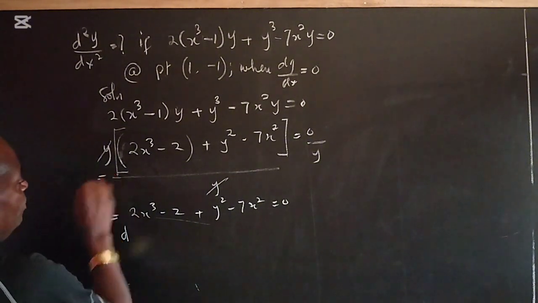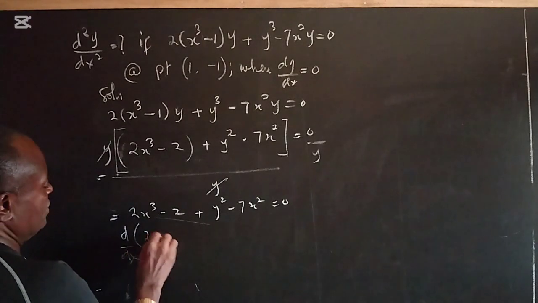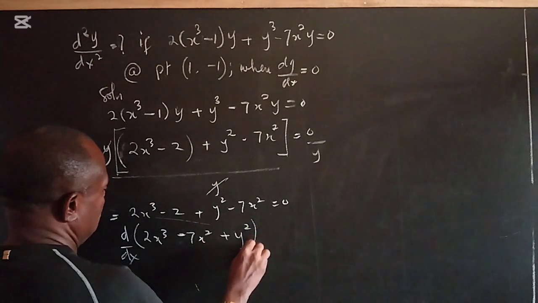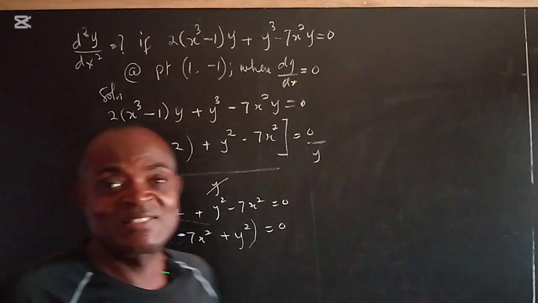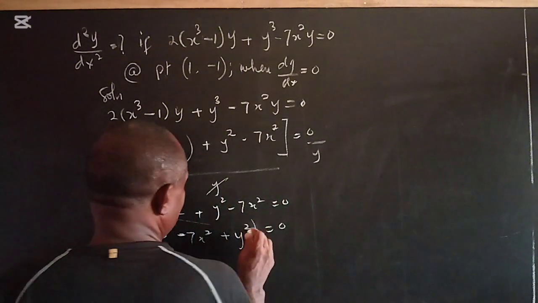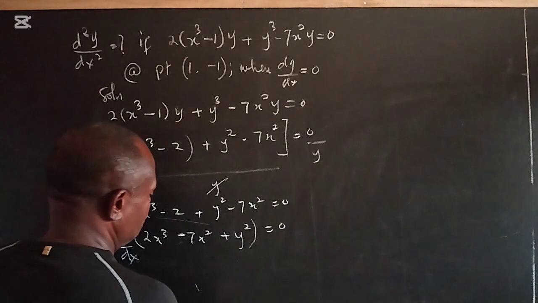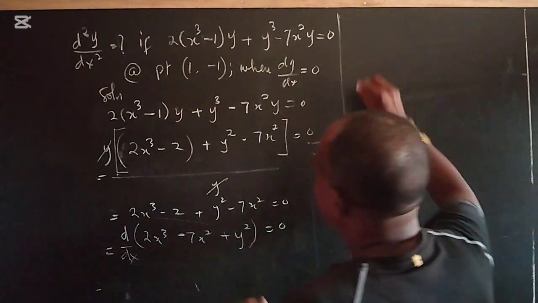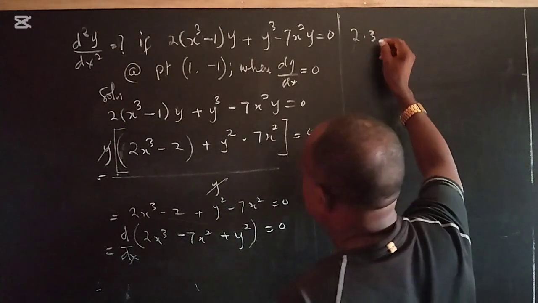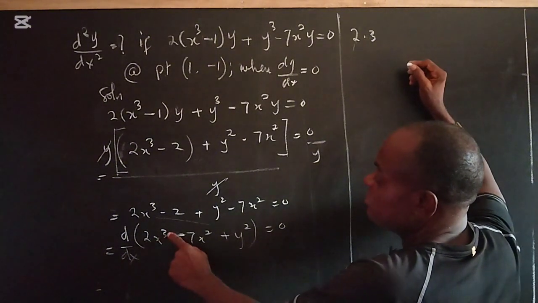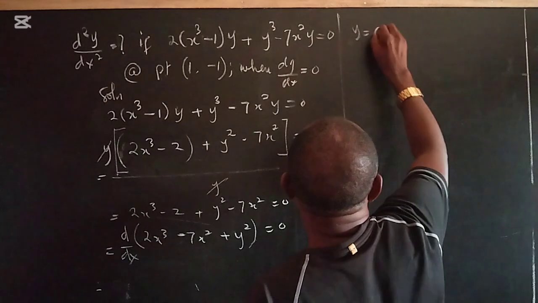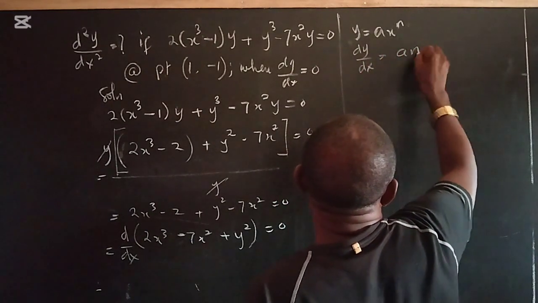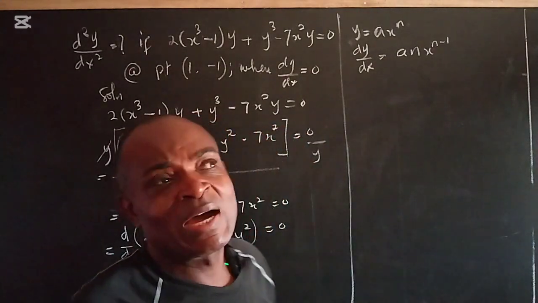So we have d/dx of this expression, 2x cubed minus 2. You can rearrange, we have minus 7x squared plus y squared equal to 0. We're trying to take the first derivative of this expression, and this is what it gives. Now what we're going to do is differentiate. If you differentiate x cubed, the power will come to the front and then it is reduced by 1. Because if you have y equals ax raised to the power n, and you find d/dx from first principles, it is going to be n times ax with the power reduced by 1. That's what we are applying in this case.